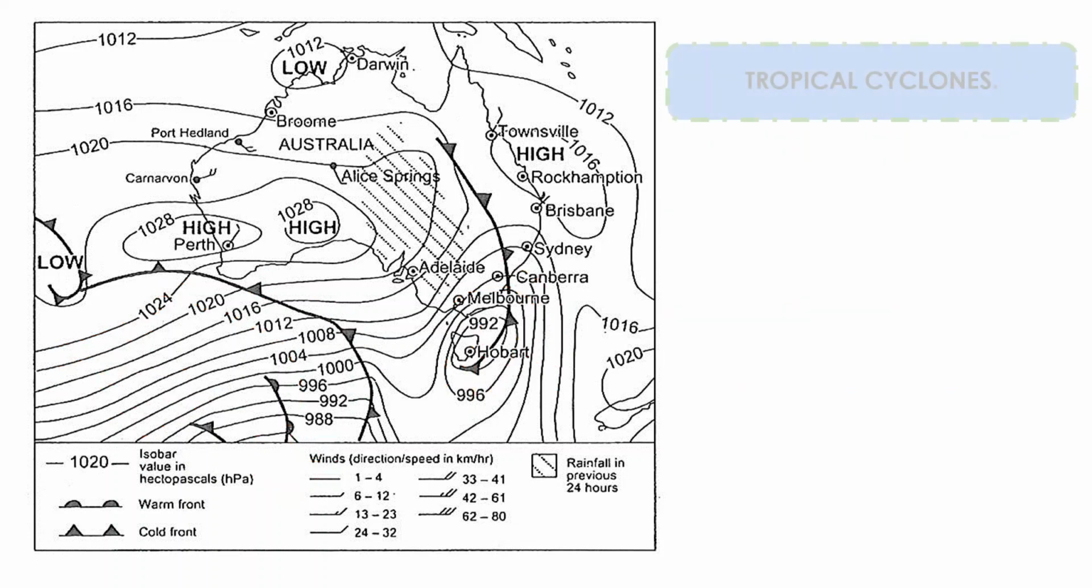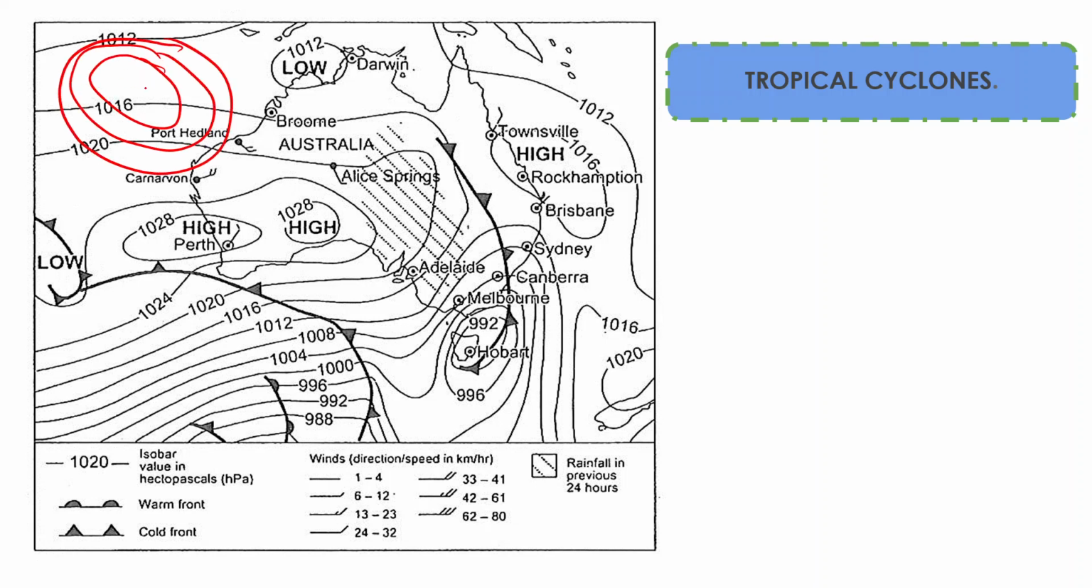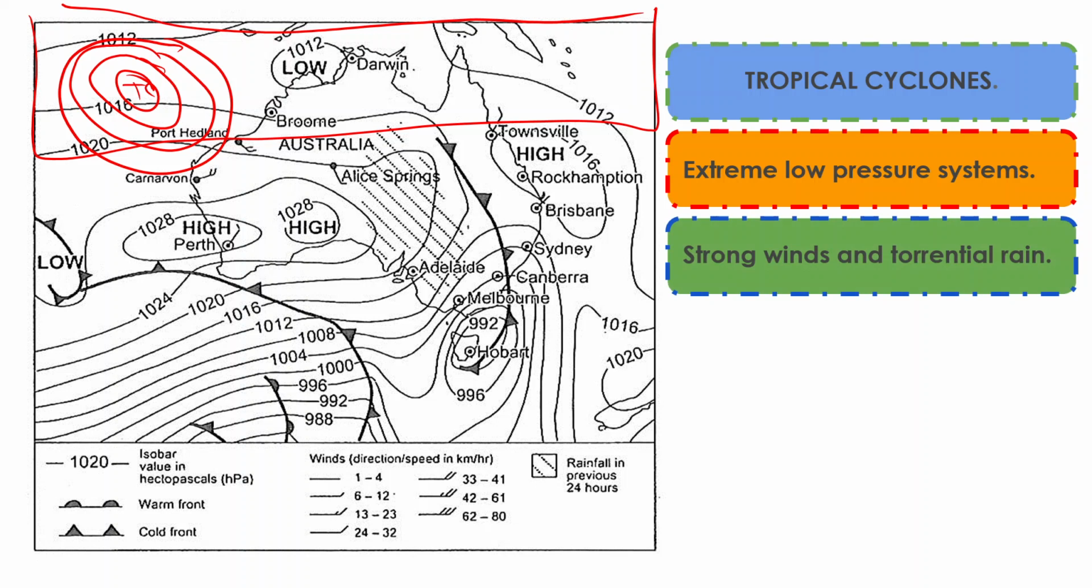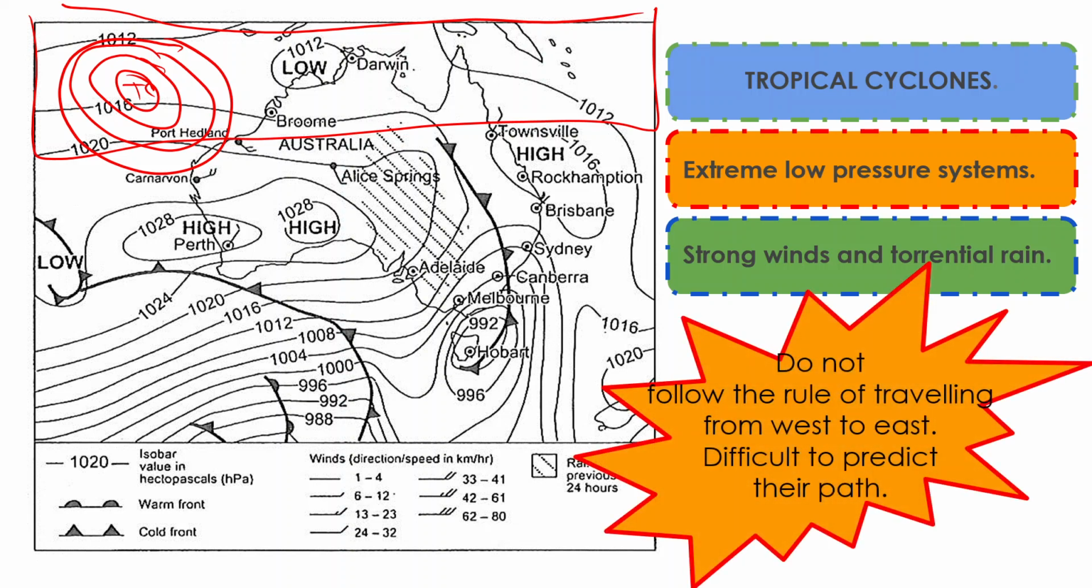And the last one that we're looking at today is a tropical cyclone. There is no tropical cyclone on this map, so if there was, it would look something like this. There'd be a nice big round thing here. The isobars would be very, very close together, lots of them, and there'd be TC written in the middle, TC for tropical cyclone. They are extremely low pressure systems, and they form in the northern waters of this area here, and they do not follow a normal path. They bring very strong winds and torrential rain. They're highly damaging, and basically they don't follow the rule of traveling from west to east.